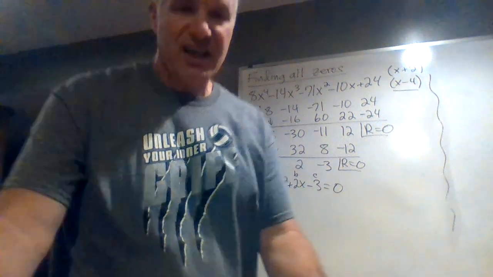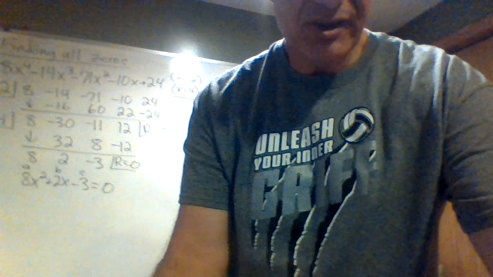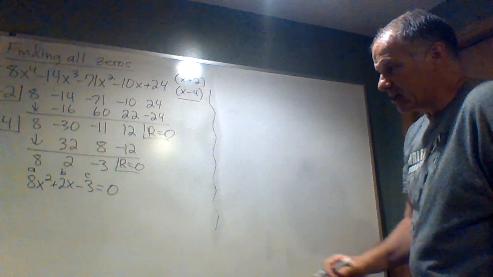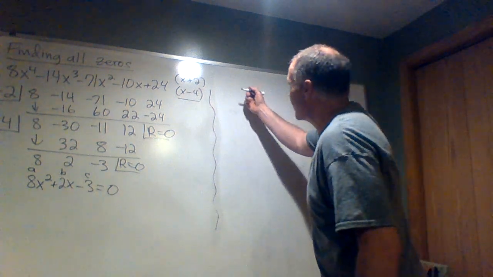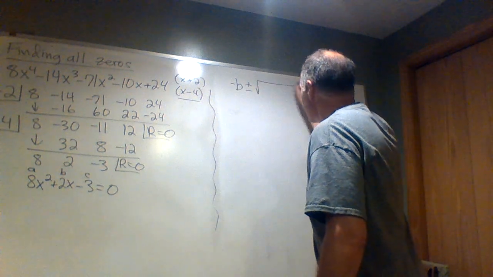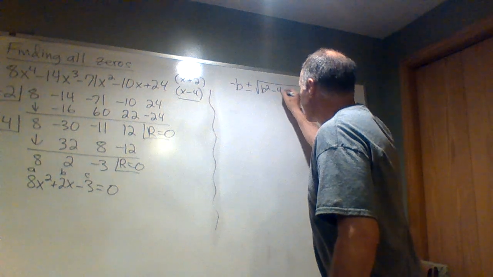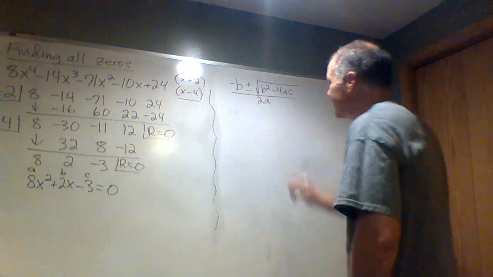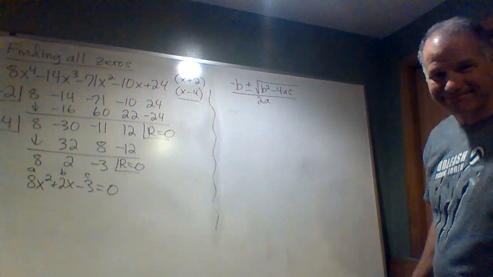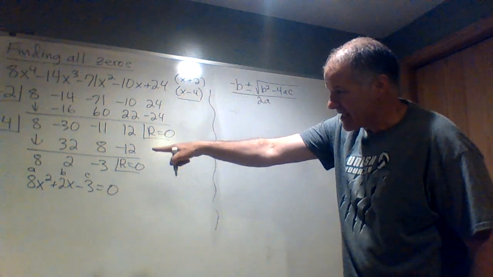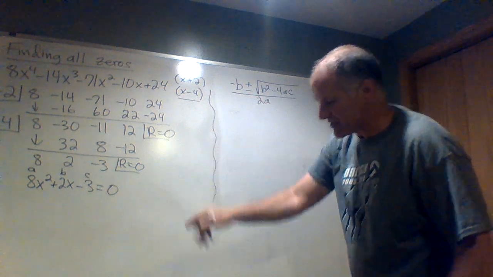Now I'm going to move over to the other side of the board here. I want you to still be able to see that equation. So I've got 8x squared plus 2x minus 3. Now remember, the quadratic formula: negative b plus or minus the square root of b squared minus 4ac, all over 2a. I'm sure you all had that memorized, right? Okay, so there's our formula. So remember, 8 is A, positive 2 is B, and negative 3 is C.